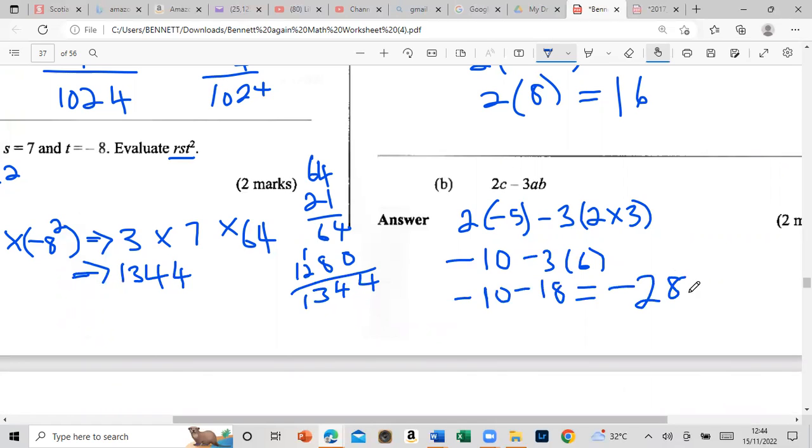Who got that? Another way you could look at this: negative 3 times 2, that's negative 6, and negative 6 times 3 is negative 18. So it doesn't matter how you look at this, because it's multiplication. Alright, so our final answer would be that.